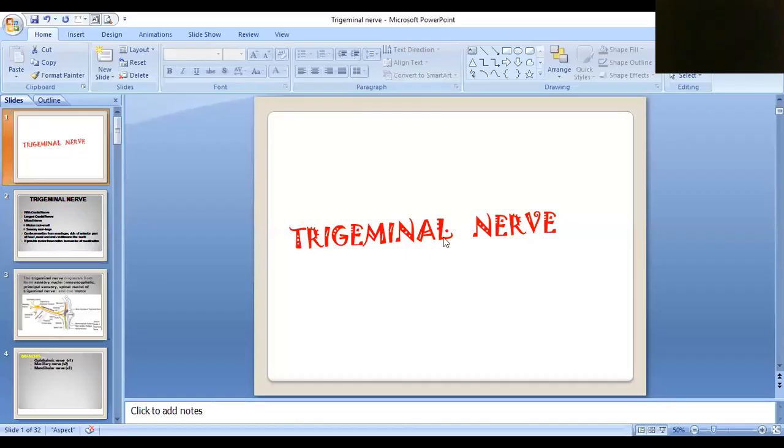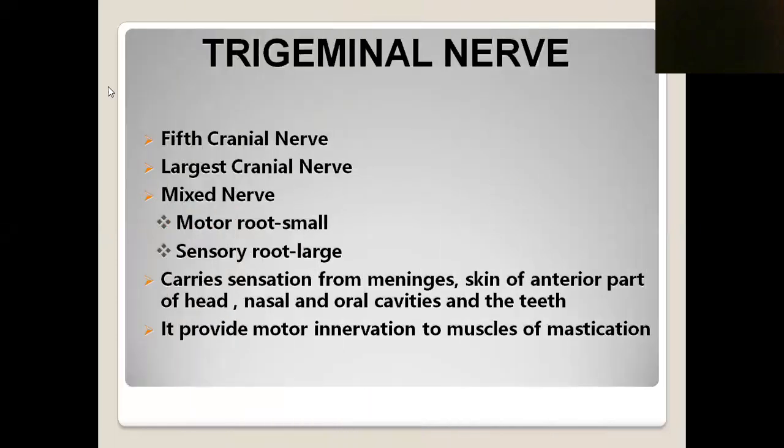So, dear students, today we are going to discuss the trigeminal nerve. The trigeminal nerve is the fifth cranial nerve, arising from the pons. It has two roots, one small motor root and one large sensory root.